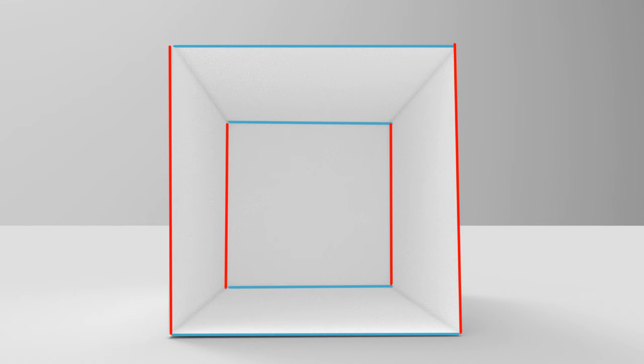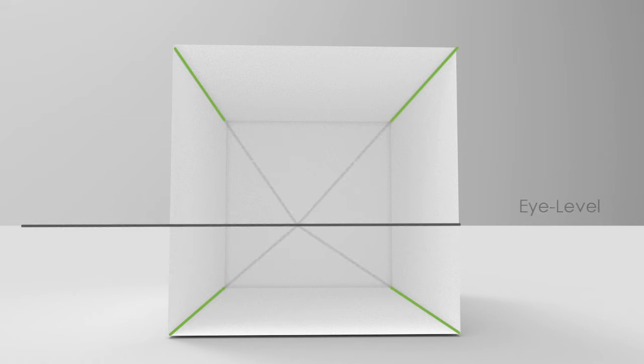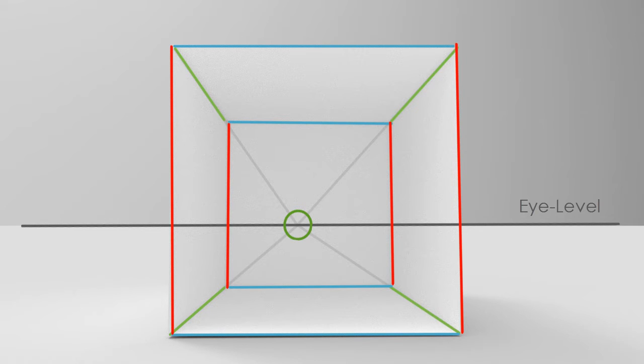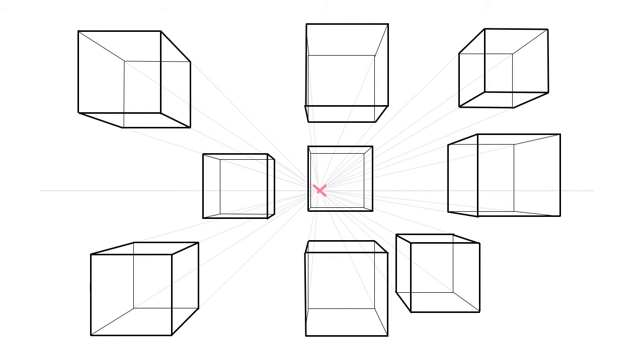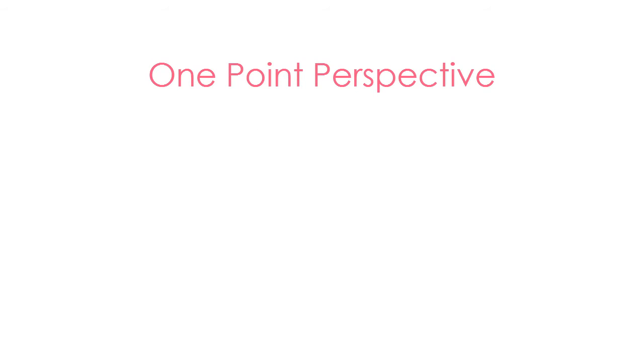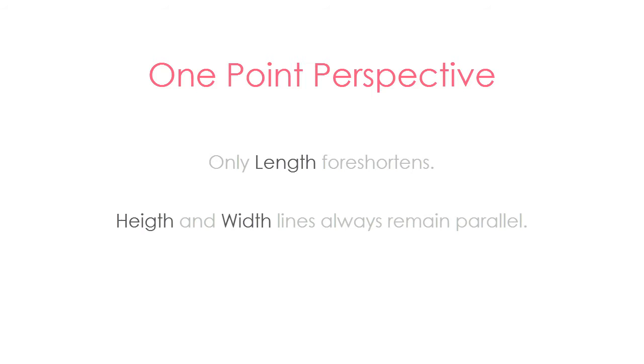We can also notice that the width and height lines always remain parallel to each other, and consequently unchanged, while the length lines foreshorten to the vanishing point in the back, resting on the horizon line. This is what we know as 1-point perspective. 1-point perspective happens when the objects we are about to draw are facing us, and their vanishing point is located right behind them on the horizon line. It is important to remember that in 1-point perspective only the length foreshortens. The height and the width always remain parallel.